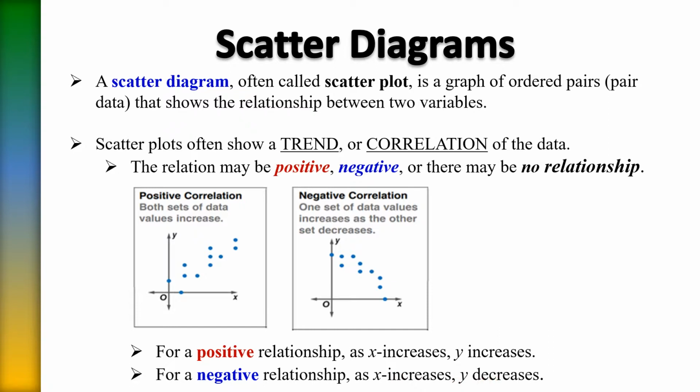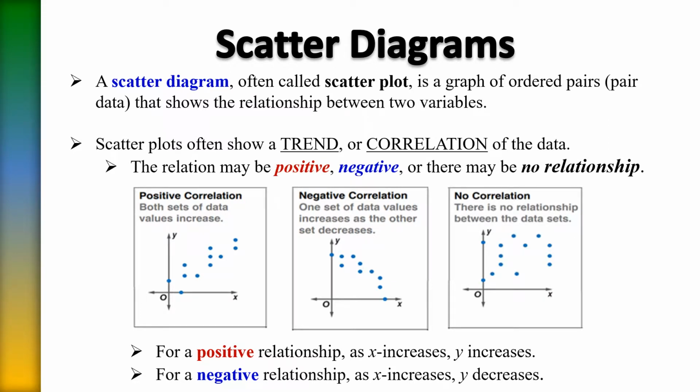And then if you notice your data, you can't determine whether there was a positive correlation or a negative correlation because they're just kind of scattered or all over the place. Then we would say that that data has no correlation. In other words, there's no relationship between the data sets.